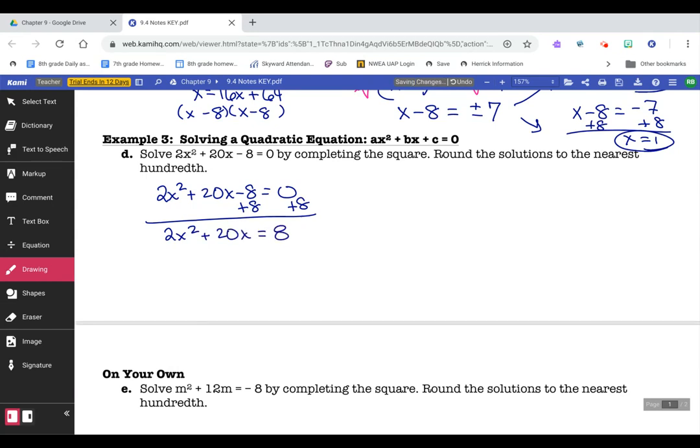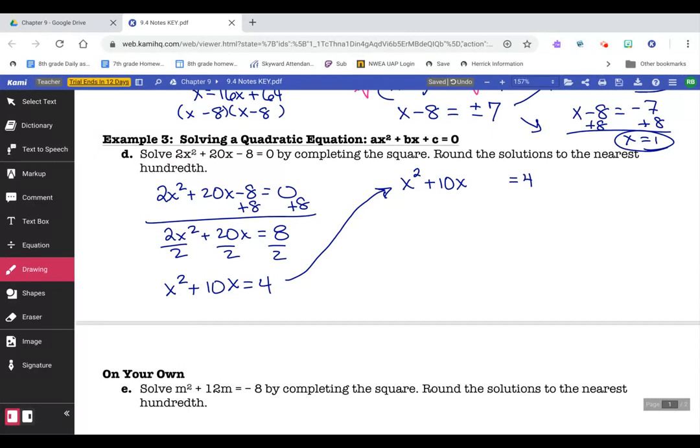Now, we can divide every single one of these terms by 2. So when I divide everything by 2, I get x squared plus 10x is equal to 4. And this is very nice because we don't have a coefficient in front of x squared. We don't have an a. Now, let's write x squared plus 10x. Let's leave a space because we're going to add something to the left side, and whatever we add to the left, we'll add to the right. So let's figure out what that is.